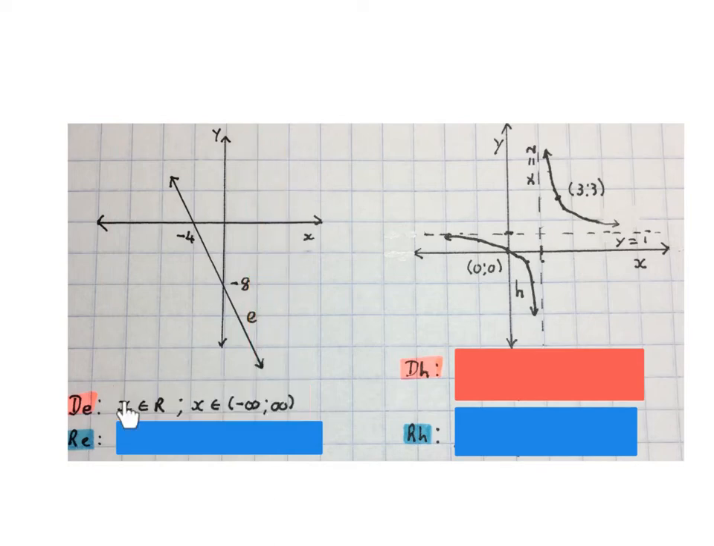The answer will be x is an element of real numbers, or differently written, x is an element from minus infinity up to infinity. Please remember this graph is going down forever and to this side forever. It's going up forever and to the left-hand side forever.